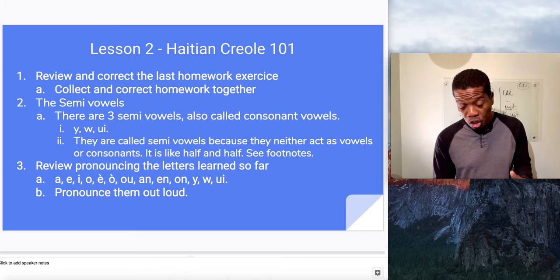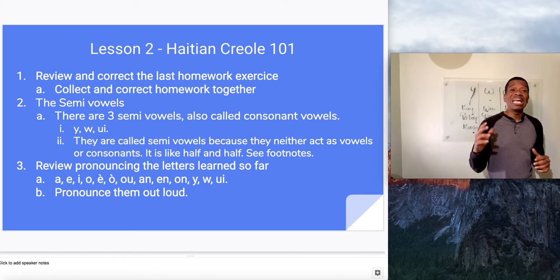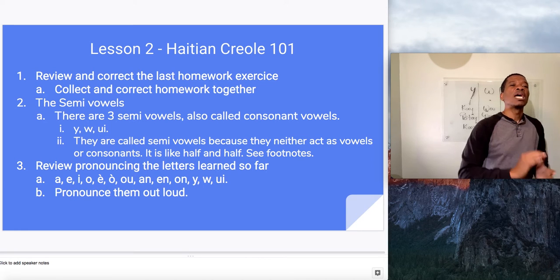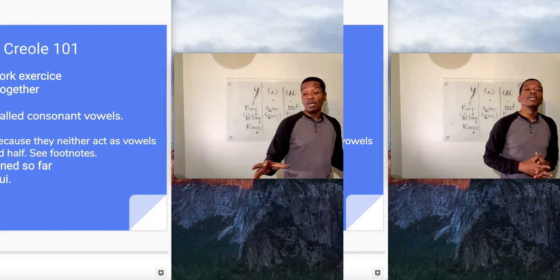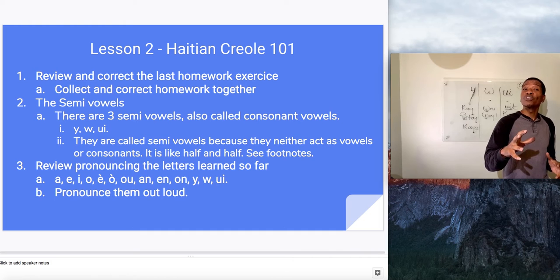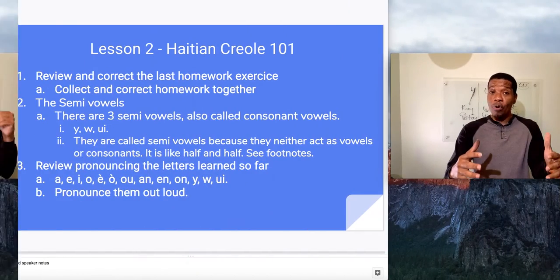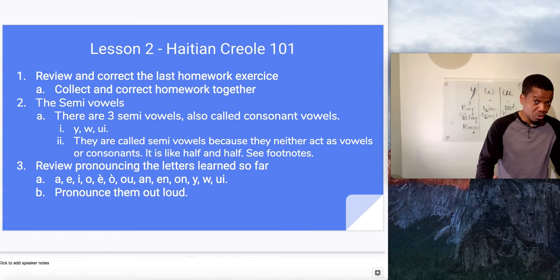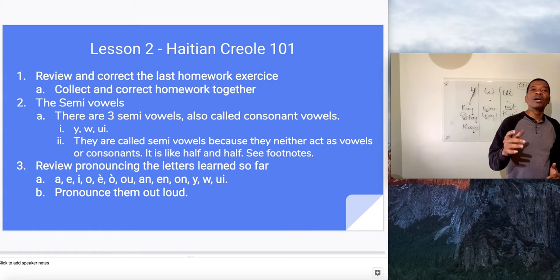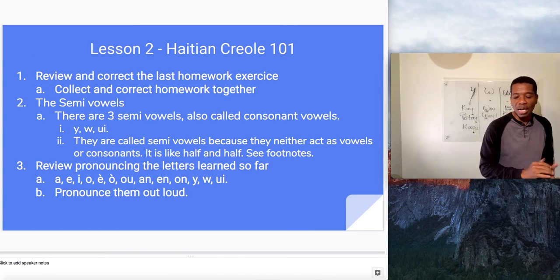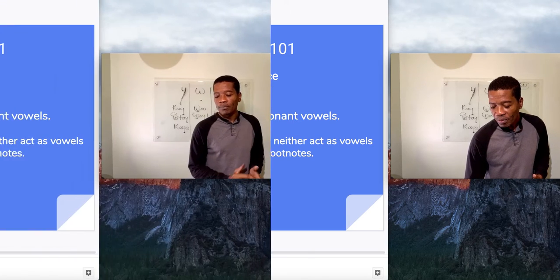And here's what I want you to do. Pronounce them out loud. Now find a Haitian friend, pronounce them and ask them. I'm going to be honest with you here. Most Haitians you're going to meet might not know this. They speak Creole, but most of them don't know how to write Creole. But if you say it wrong, they will be able to tell you. You will ask them, do I say that right?